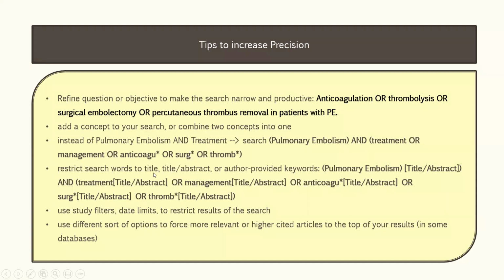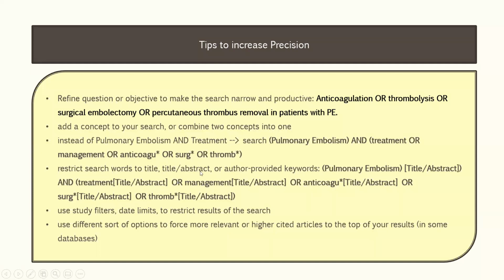Then the other thing is that we have already seen this also. Another tip to increase your precision is to use the field tags in a precise way. I wouldn't recommend you to only use in title. That will ultimately have you exclude a lot of relevant articles. So even if you want a precise search, at least use title and abstract.